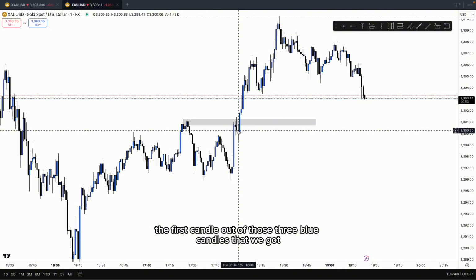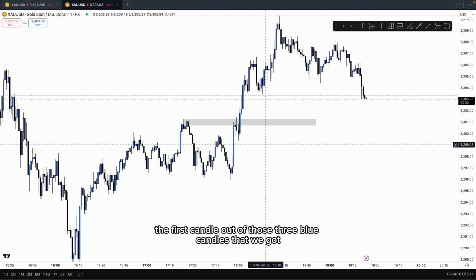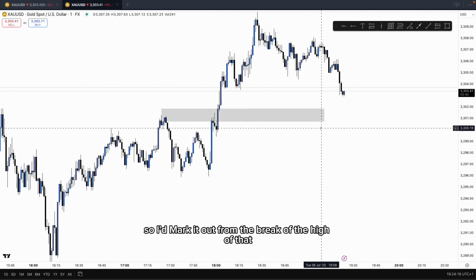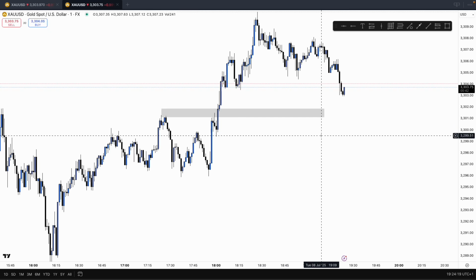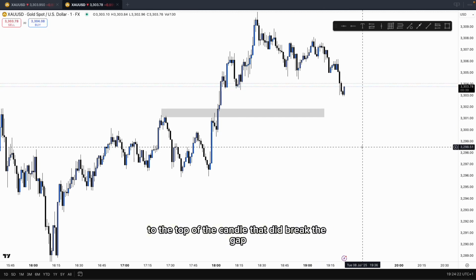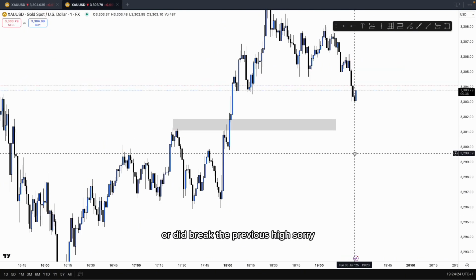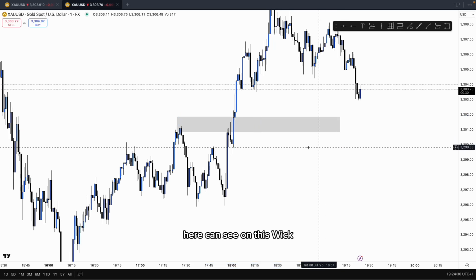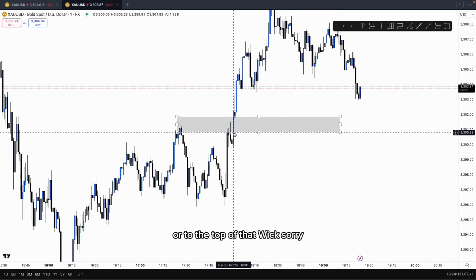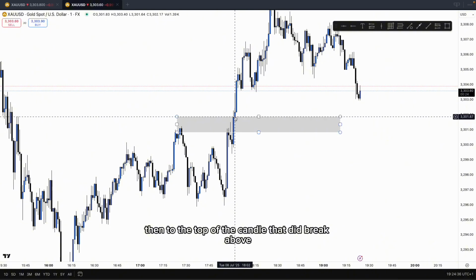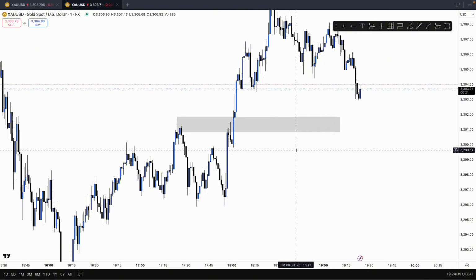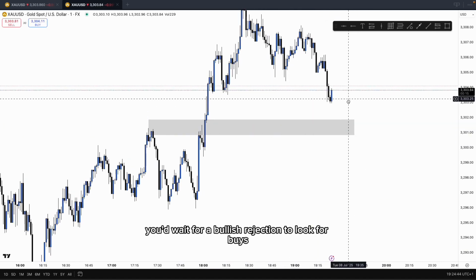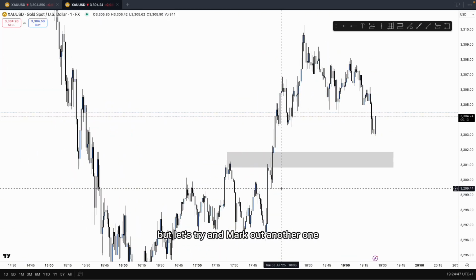So the first candle out of those 3 blue candles is where I'd be marking out my fair value gap. I'd mark it out from the break of the previous high to the top of the candle that did break the previous high, sorry. So what I mean by that is, obviously this is where we broke structure here. You can see on this wick, we just broke above it. So I'd mark it from the top of that wick, sorry, then to the top of the candle that did break above. And then any retestment within this area, you'd wait for a bullish rejection to look for buys to then target this high up here. But let's try and mark out another one, okay?